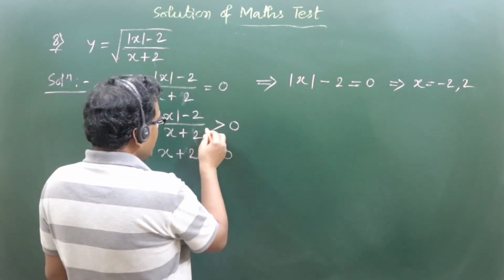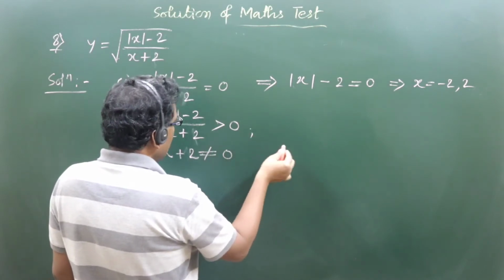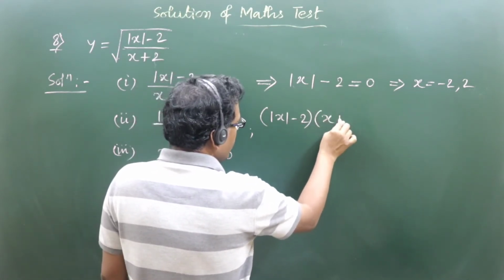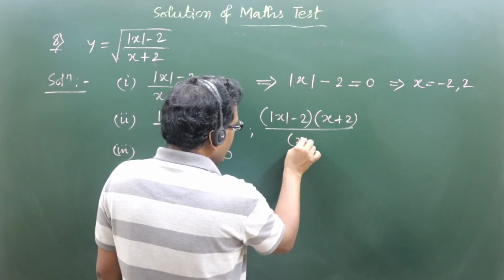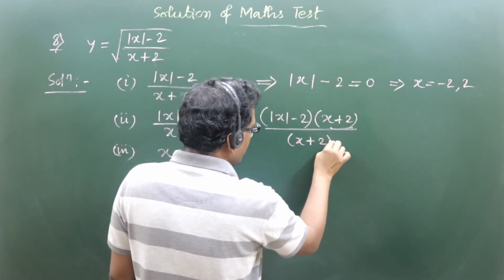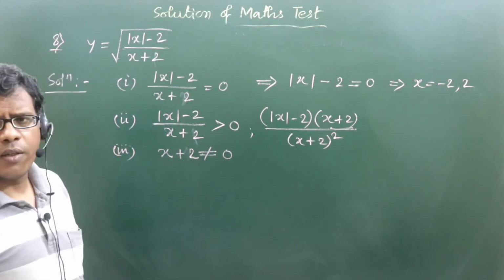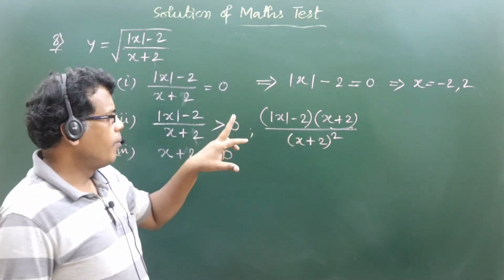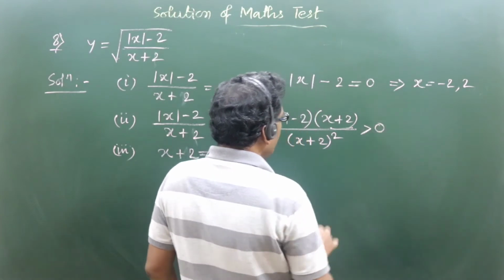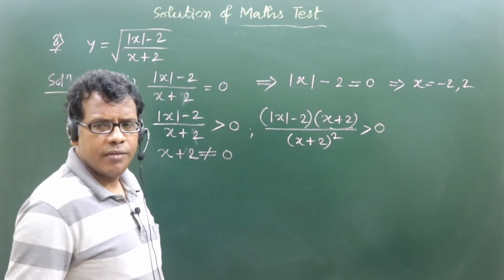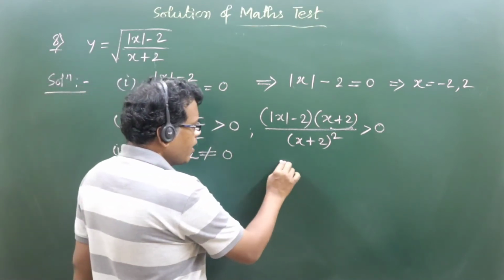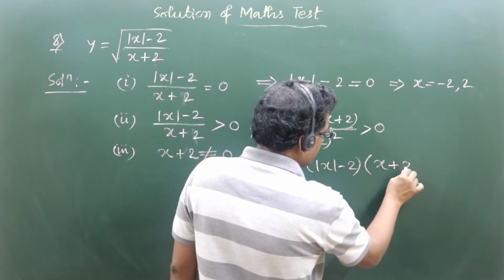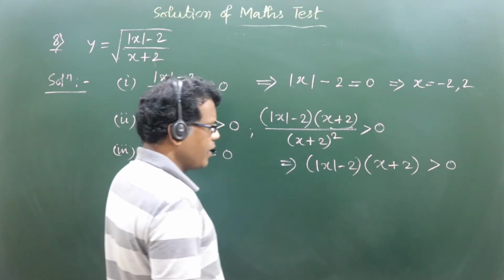Second part: this is greater than 0, so I will apply the same concept again. I will multiply both numerator and denominator by the existing denominator, which is x plus 2 after correction. In that case, the denominator will be x plus 2 whole square and the numerator will become mod of x minus 2 into x plus 2, that is positive. Since the denominator is definitely positive, it can't be negative, so by the same argument the numerator will also be positive. So mod of x minus 2 and x plus 2 both need to be positive.